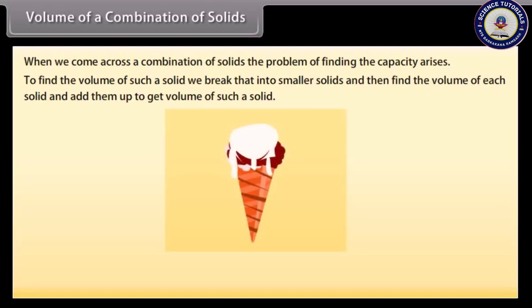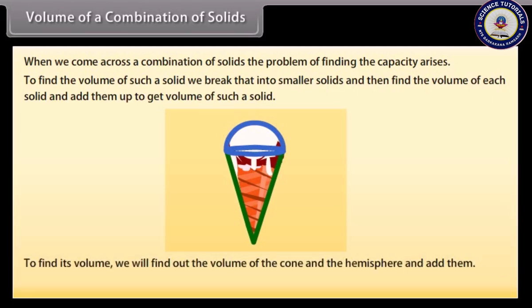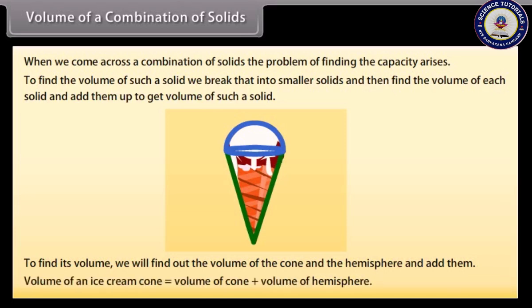Look at this ice cream cone. It is a combination of a cone and a hemisphere. To find its volume, we will find out the volume of the cone and the hemisphere and add them. Or we can write it as volume of an ice cream cone is equal to volume of cone plus volume of hemisphere. Let's solve an example to understand more about this.